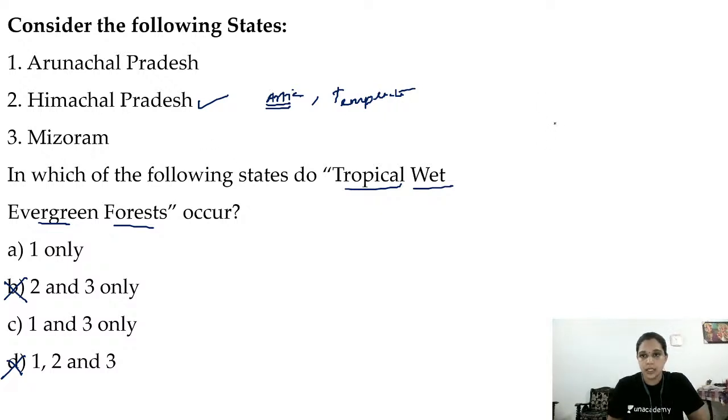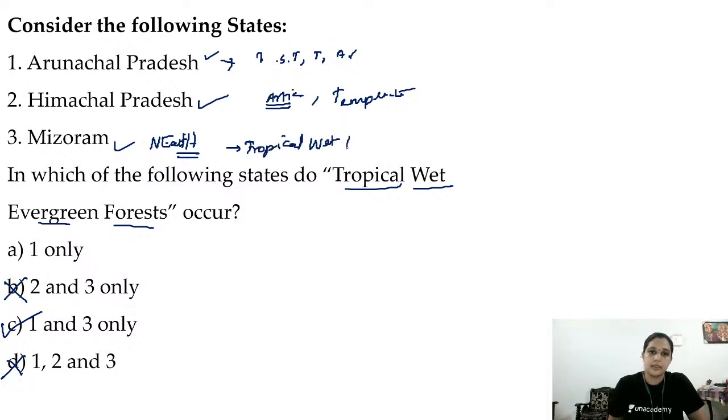Where does Mizoram come? You have Nagaland, Manipur, Mizoram. So the option is C, both 1 and 3, because we know very well Arunachal Pradesh, as we saw in the previous question, has tropical, subtropical, temperate and Arctic. So 1 should definitely come. It is either 1 only or 1 and 3 only. Mizoram, we know, is in the northeastern Himalayas, the eastern Himalayas, which have tropical wet evergreen forest. We call it wet evergreen because of very high rainfall. So I am choosing the answer 1 and 3 only.